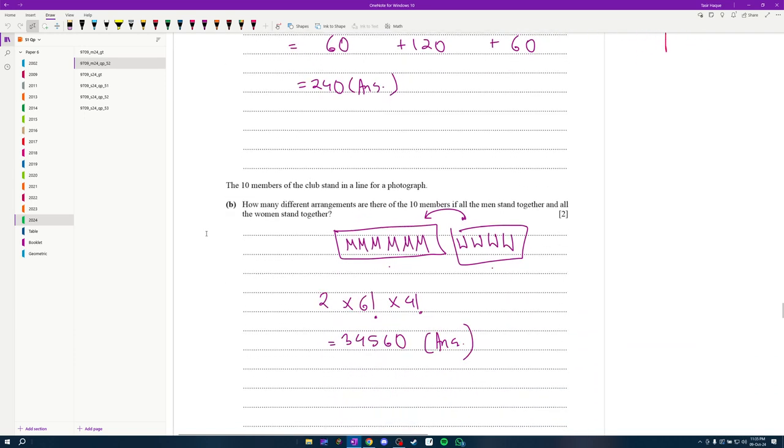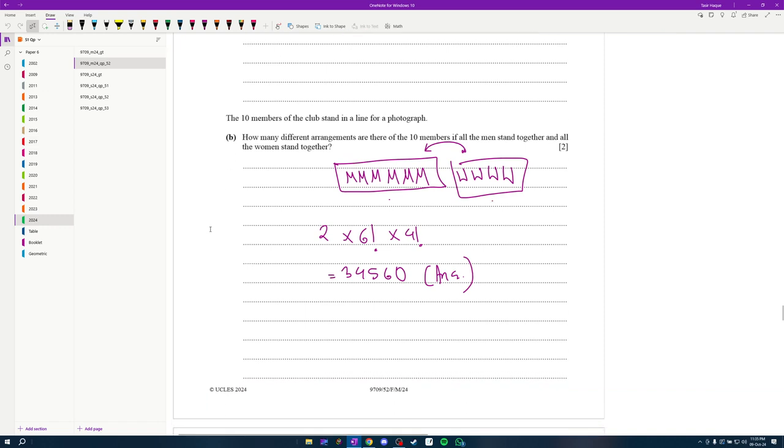The 10 members of the club stand in line for a photograph. How many different arrangements are there if all men stand together, all women stand together? So there are 2 units, and for that we have 2 factorial. And for the men we have 6 factorial. For the women we have 4 factorial. That's 3,456,0.